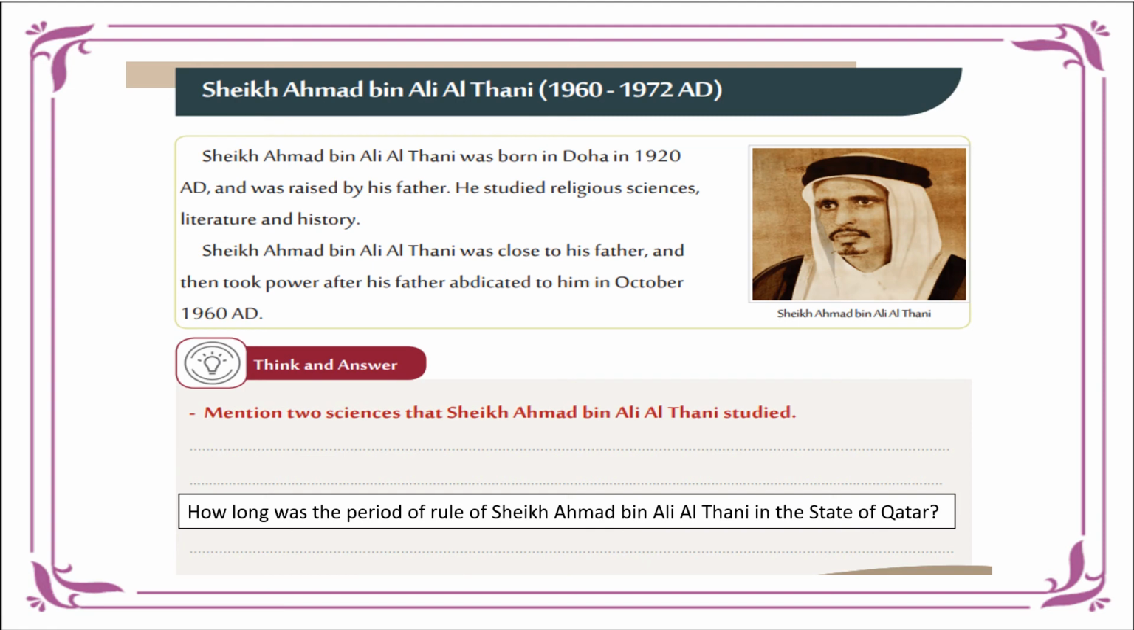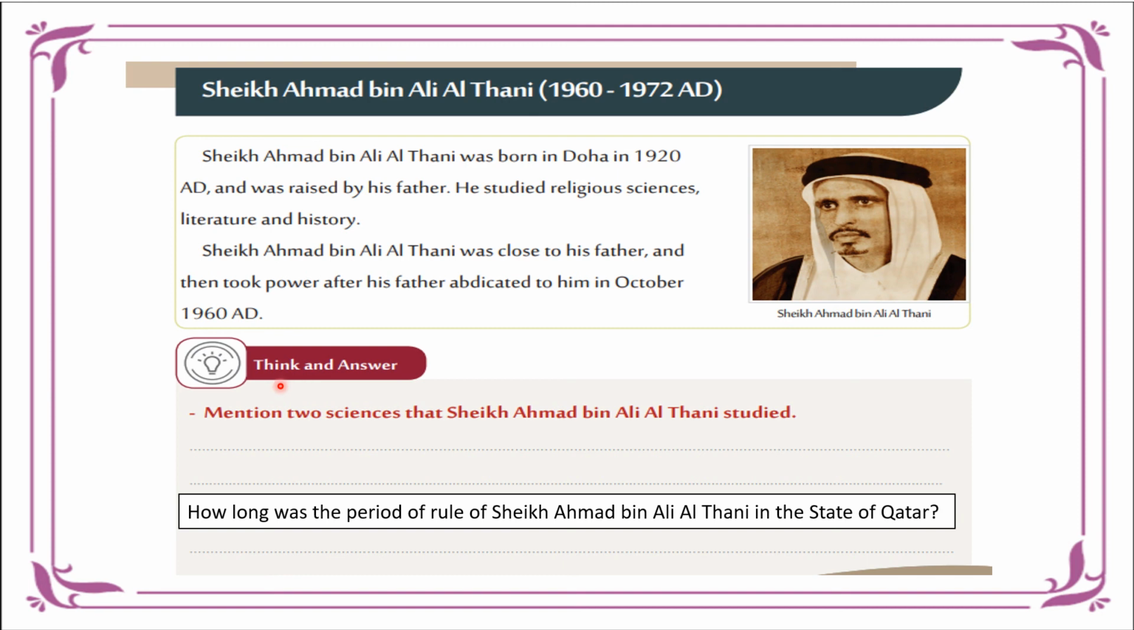Now let's focus on the life and achievements of Sheikh Ahmed bin Ali Al-Thani, who ruled from 1960 to 1972 AD. He was born in Doha in 1920 and was raised by his father. He studied religious sciences, literature, and history. He was also close to his father, and then he took over the government after his father abdicated to him or granted the throne to him in October 1960 AD. Here you have a photo of Sheikh Ahmed bin Ali Al-Thani.